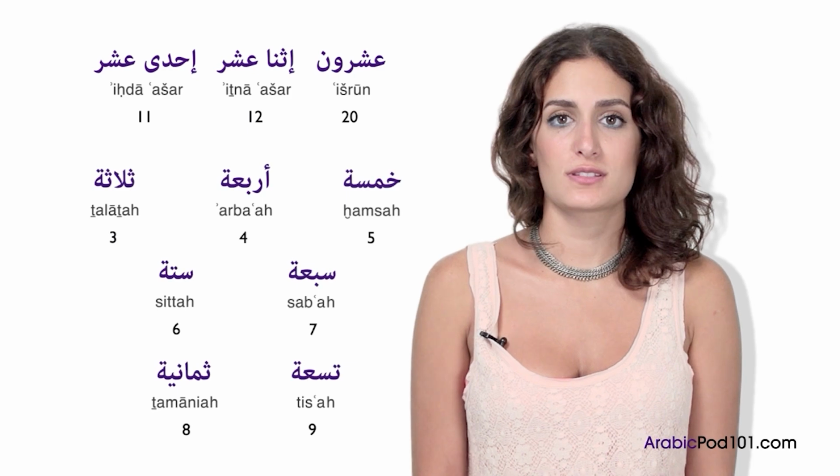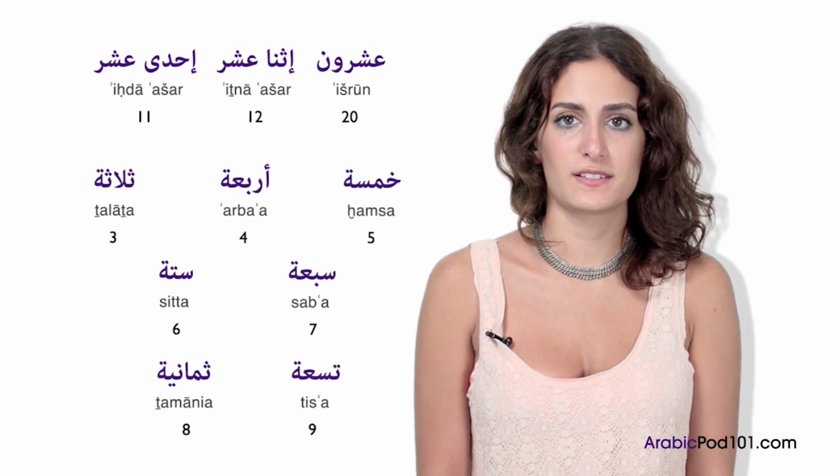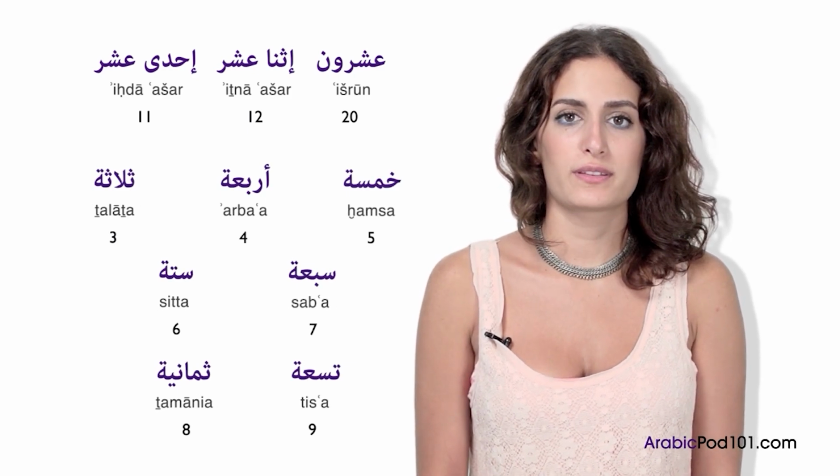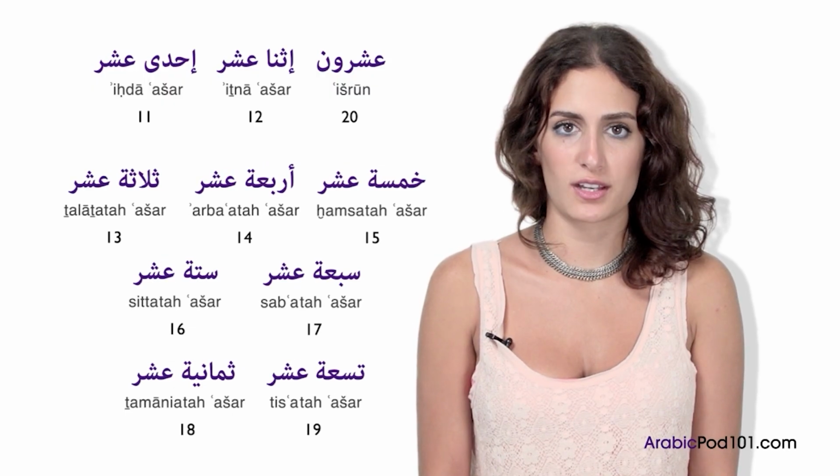As for the rest, you just need to replace the H ending of the digits we learned before with ta, followed by the word 10. Let's not stop at 20. Counting to 100 is super easy. Now I give you the tens.